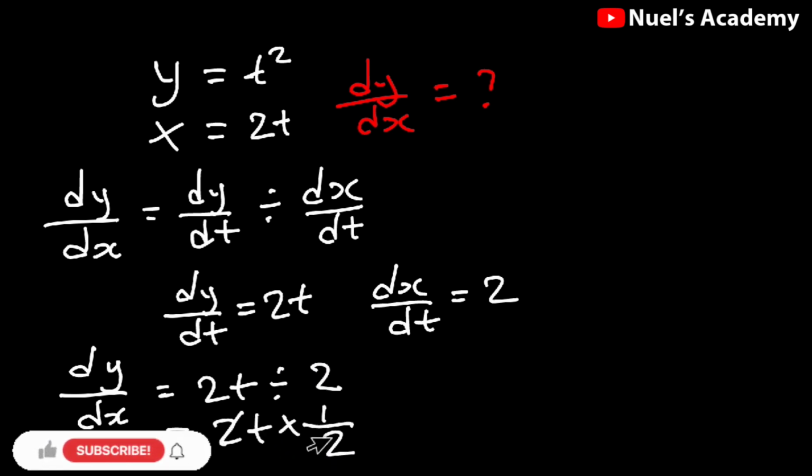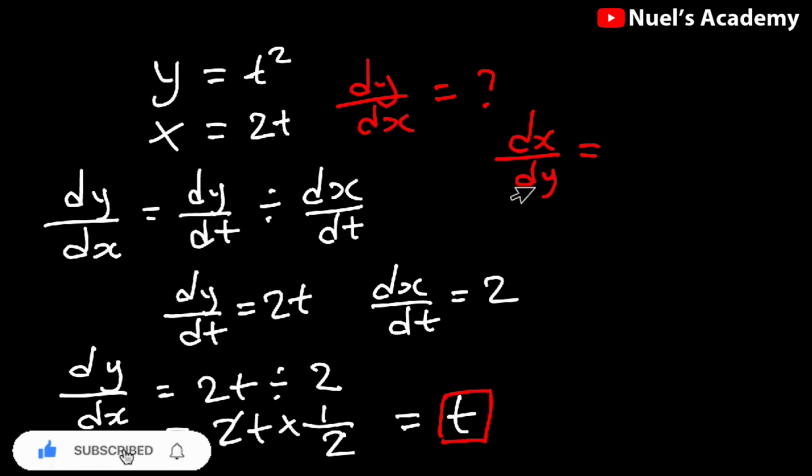Now these two and these two will cancel. We're going to be left with t times 1 equals t. So we have that dy/dx is equal to t. And so this is the answer to this question. Now what about dx/dy? How do you find it? Well, it's easy: simply take the inverse of this t. So dx/dy is going to be equal to 1 over t.